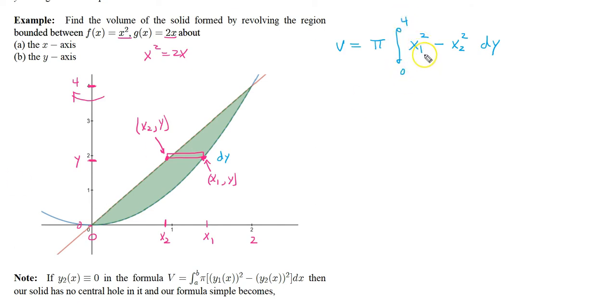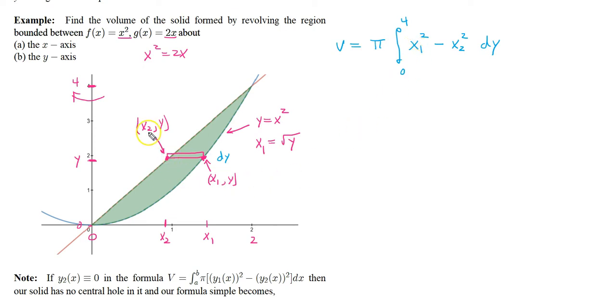Now what we need to do is rewrite x1 and x2 in terms of y. Now notice that x1 comma y lies on this curve, which is y equals x squared. And if we solve this for x in terms of y, we get x equals the square root of y. Now that x is really x1, so there you go. So x1 is the square root of y, so we put that in here.